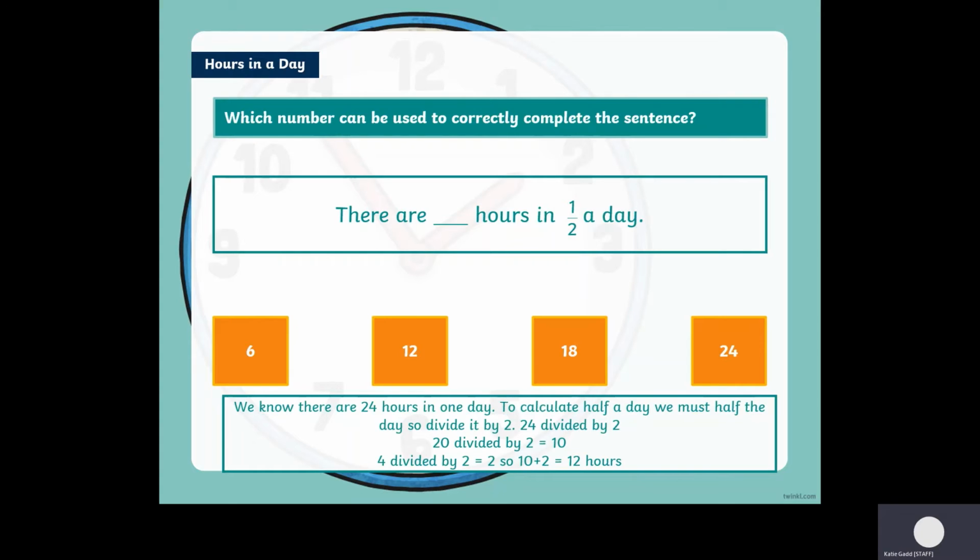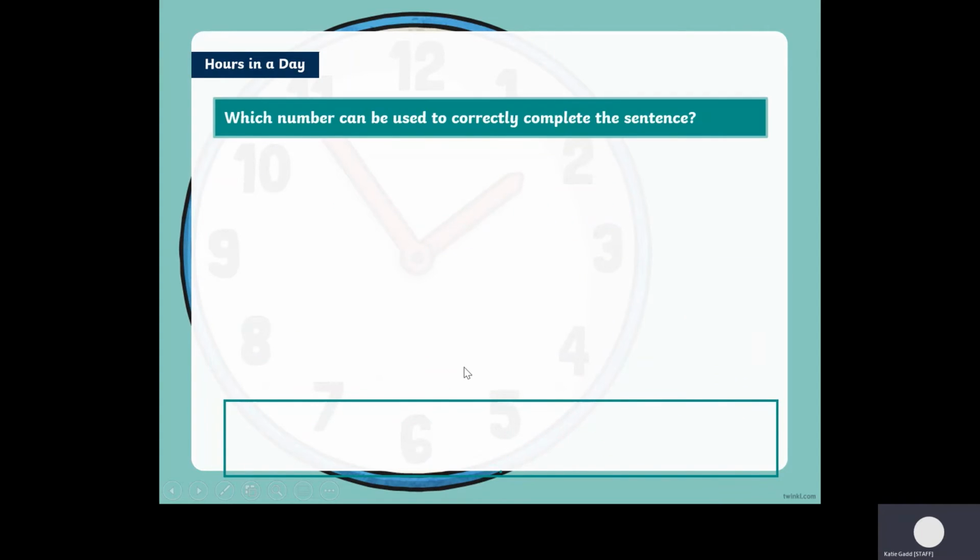So we know there are 24 hours in one day. To calculate half a day, we must half the day. So we half 24, we divide it by 2. Now we can split that up if I'm not quite sure how to do that. So we can partition our number 20 and 4. So 20 divided by 2, 20 and half is 10. And 4 divided by 2, so 4 and half is 2. So 10 add 2 equals 12. The answer is 12.